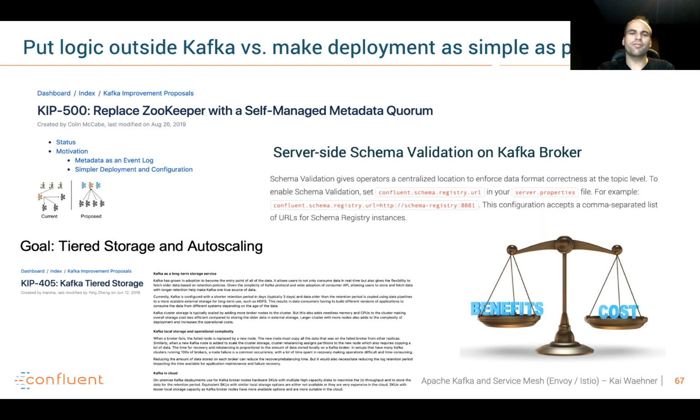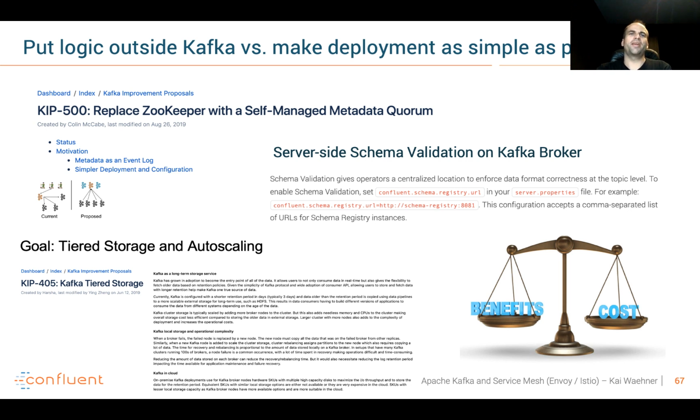On the other side, after I've talked a lot about the great advantages of service mesh and how to combine it with Kafka, I also want to make the point that there is always a trade-off between the benefits and the cost of doing logic outside of Kafka and making the deployment operations as simple as possible. So just to give a few examples, the community now will replace Zookeeper with part of the Kafka broker implementation, so that you don't have to run Zookeeper anymore, which makes operations much harder.